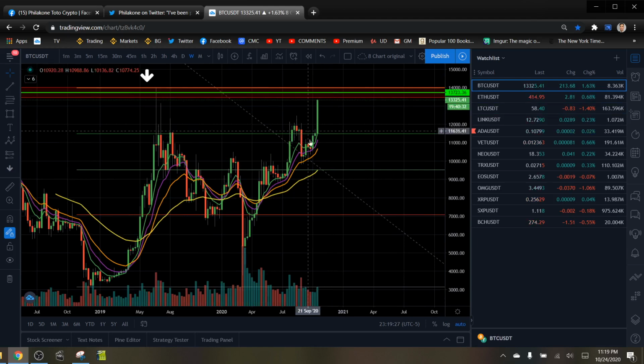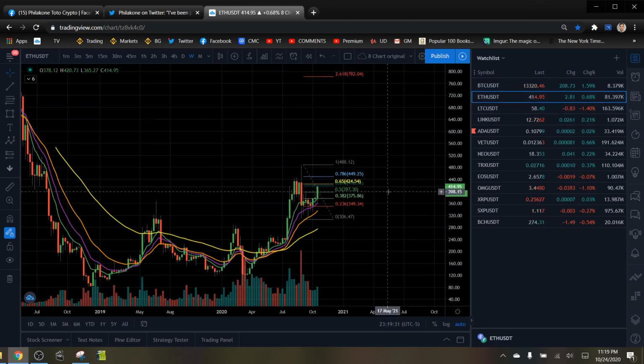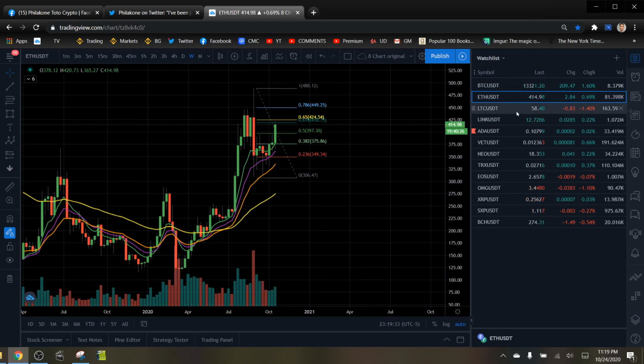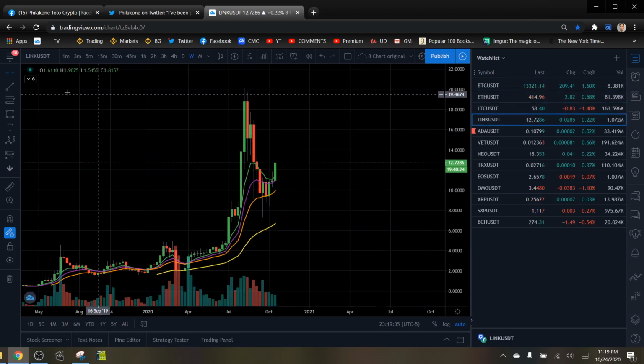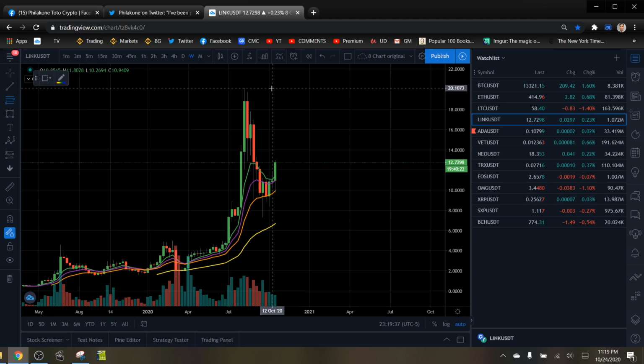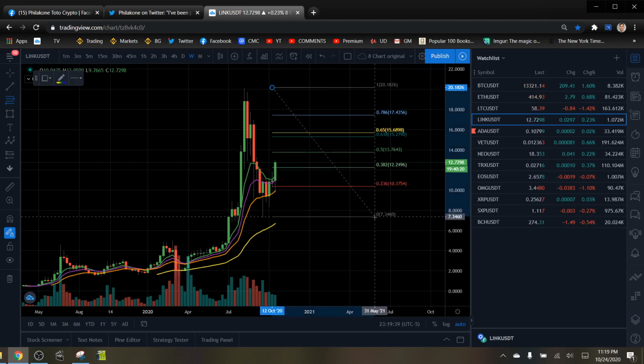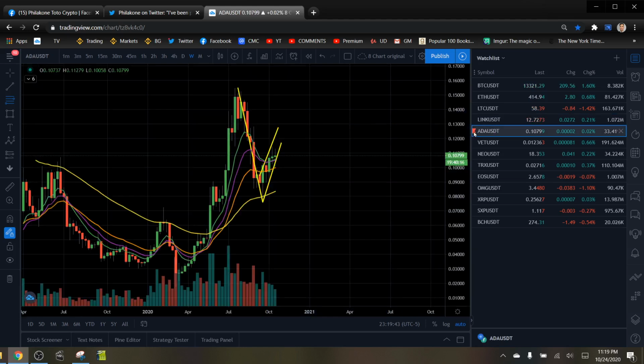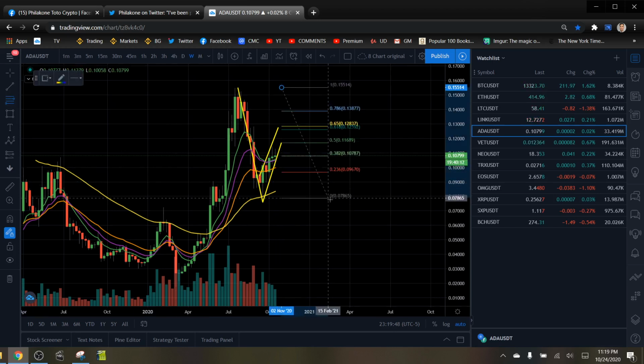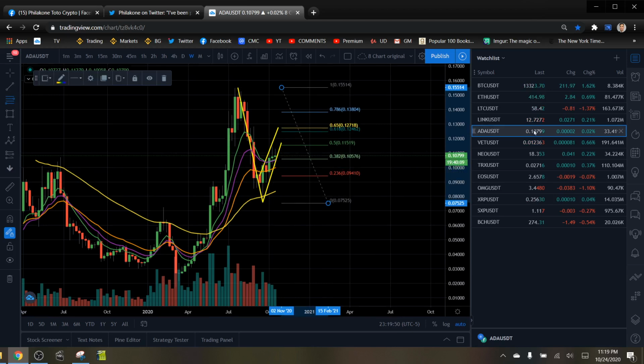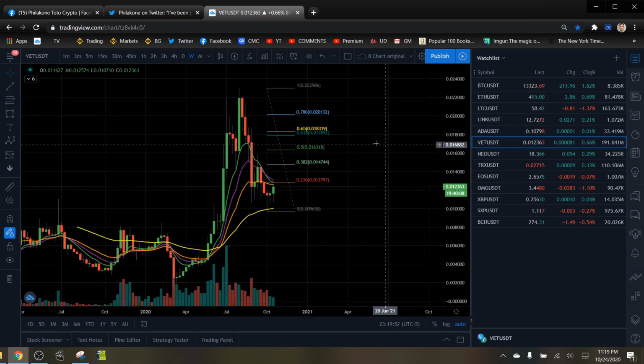BTC made a higher high than the previous one in like August, right? You take a look at Ethereum, it's on par with LTC. But you take a look at Link, for example, they didn't really rally nearly as much. This one got here to about not even the 0.5. You go to ADA, and this one got here to about 0.5.